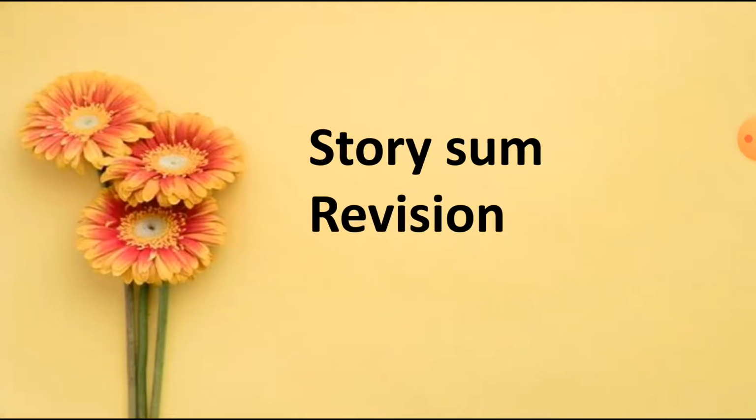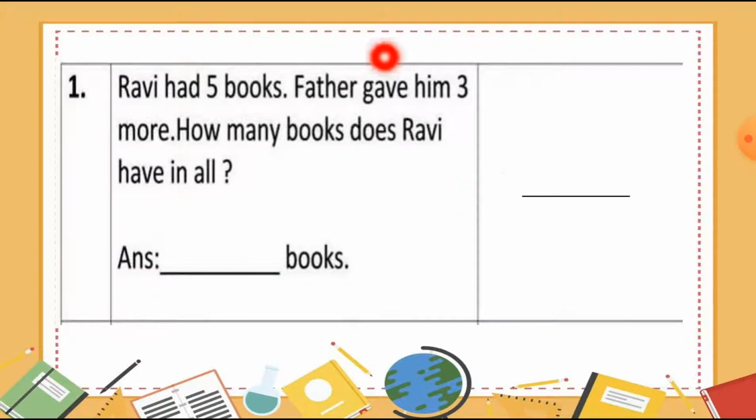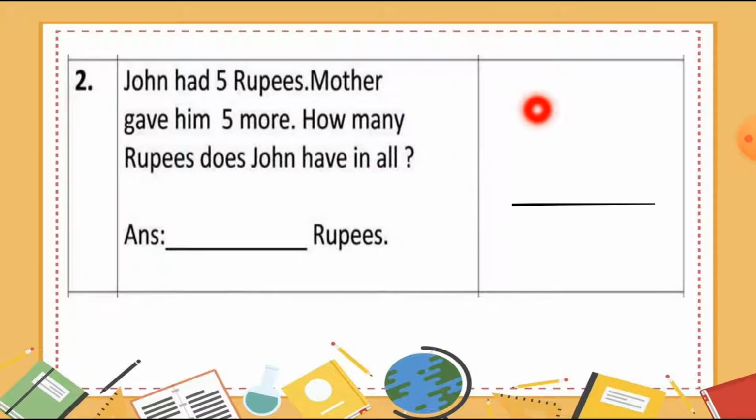You can see this. Next one, story sum revision. Let's do this first. We have to read this first. Ravi had 5 books. Father gave him 3 more. How many books does Ravi have in all? So we just have to find the number digits, which are 5 and 3. So we have to add 3 plus 5 is equal to 8. Now we write down this 8 here, and this is our answer, that Ravi has 8 books in all.